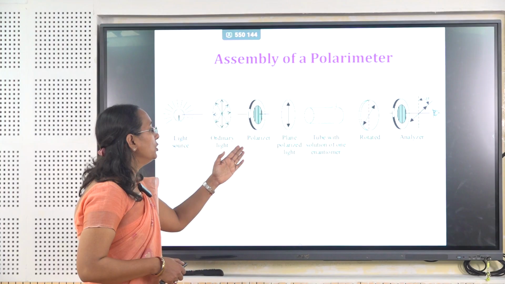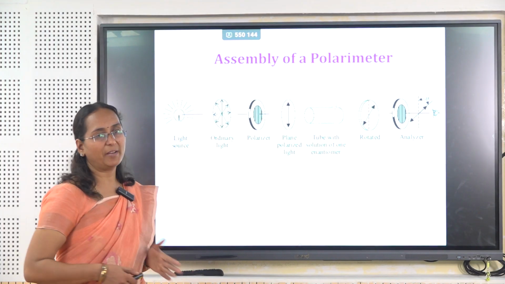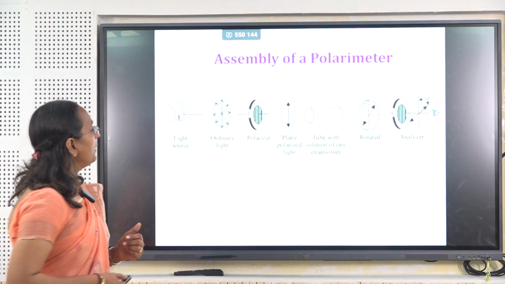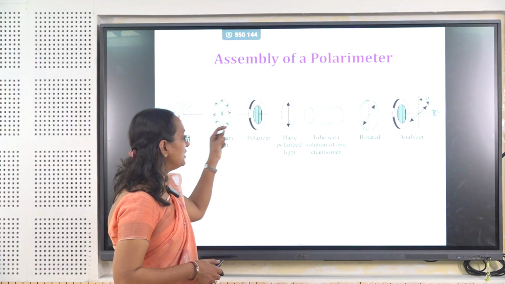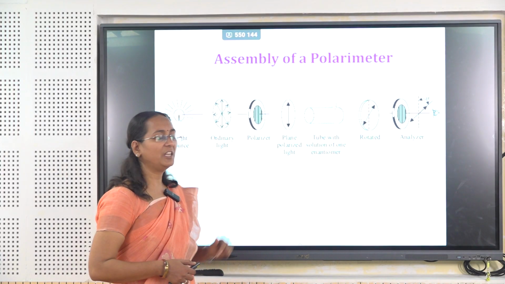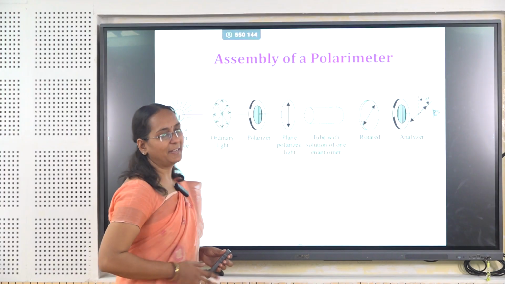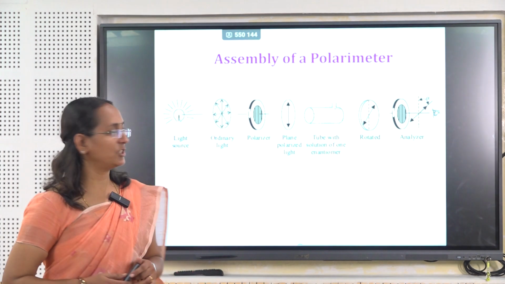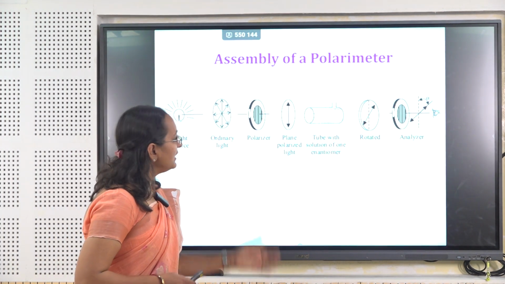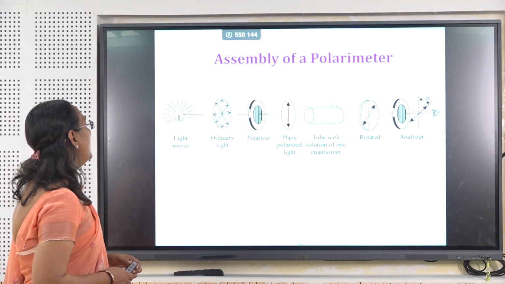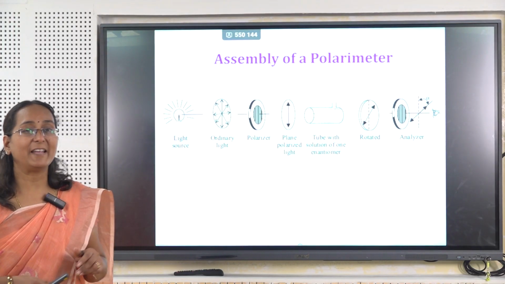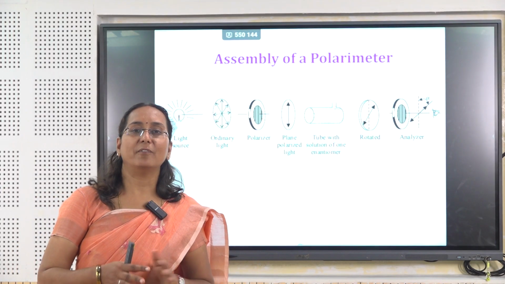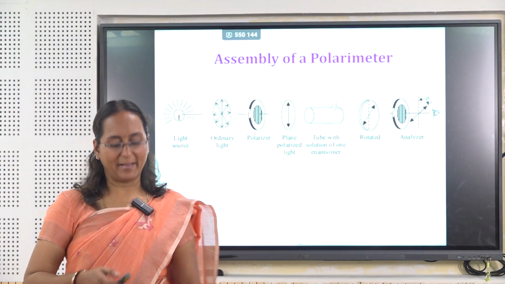Now we have taken the tube which contains a solution of one type of enantiomer. This may be an R enantiomer, this may be an S enantiomer. When we pass this plane polarized light through this tube filled with the solution of one enantiomer, it rotates in one direction. This direction may be clockwise or anti-clockwise. And this is an analyzer where we can see it. So this is the assembly of a polarimeter in which, after passing the ordinary light through the polarizer, we change it into plane polarized light, which will be shown afterwards as clockwise or anti-clockwise rotation.